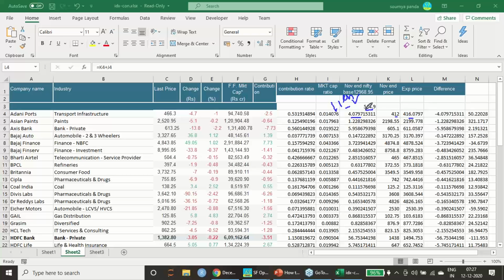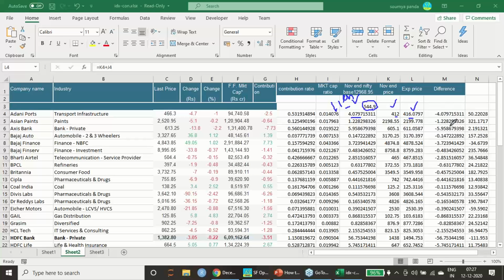We have found out that if this situation would have had a move of 544 rupees, or 545 rupees, if we had recorded it at the end of November, then our pricing of this stock should be this. And now the difference between November end and our expected price is this. This is what happened, and actually it should have happened 416.